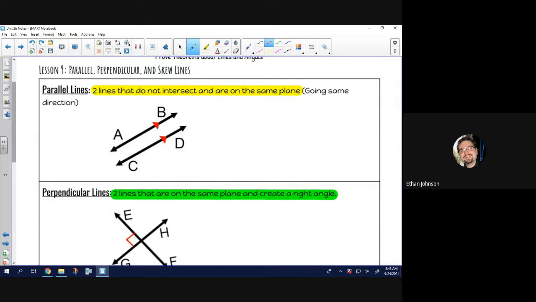So the major thing that you need to remember is two lines that do not intersect and they go the same direction. We show parallel on the picture with those two marks on the lines. Those marks tell us that it is parallel. They're moving in the same direction. We can also write the notation for this. We can say AB is a line, so I have the arrows. The two vertical bars, remember, mean parallel. So AB is parallel to CD.